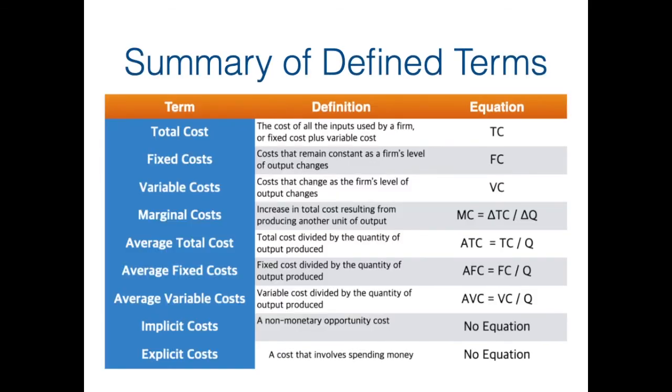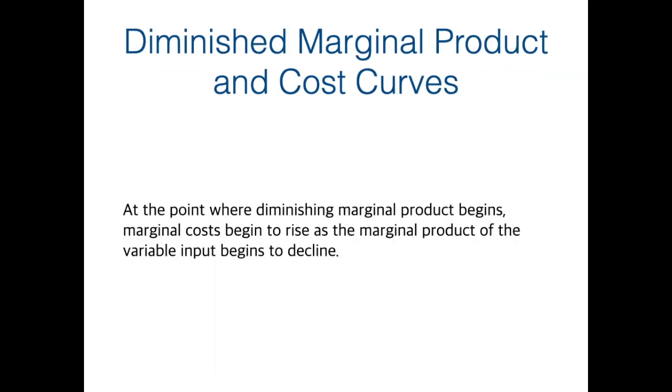In this chart, I have provided a summary of the defined terms. Take a few minutes and study these definitions. We'll talk more about this in class. At the point where diminishing marginal product begins, marginal costs begin to rise as the marginal product of the variable input begins to decline.